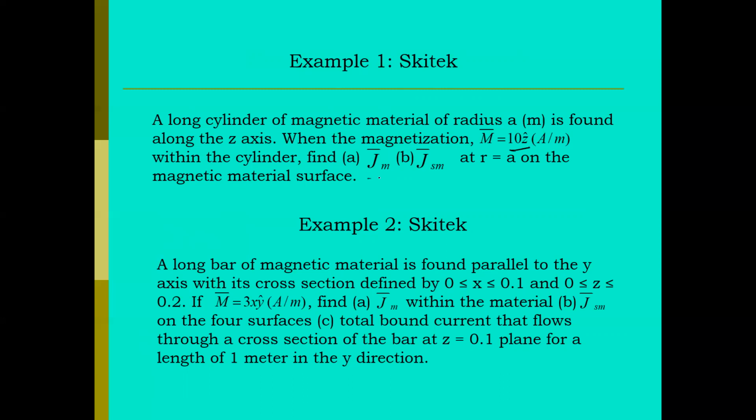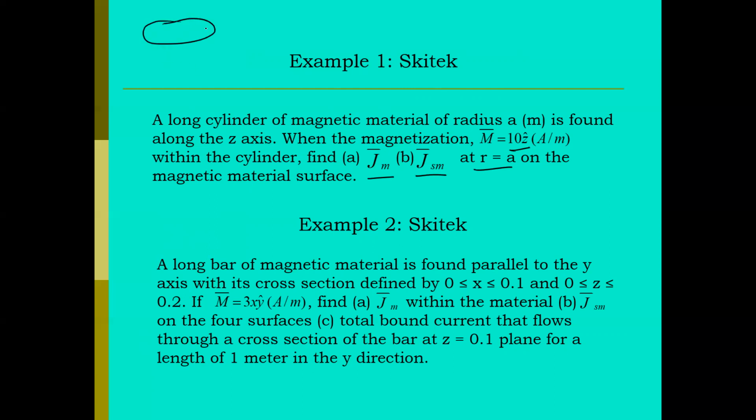Find, first, Jm, and secondly, find JSM at r equals a on the magnetic material surface. Basically this is related to the concept of bound current, and we're going to use the equations for the bound current, which is related to the magnetization vector M. Okay then, let's have a look at the first one, which is the cylindrical structure.